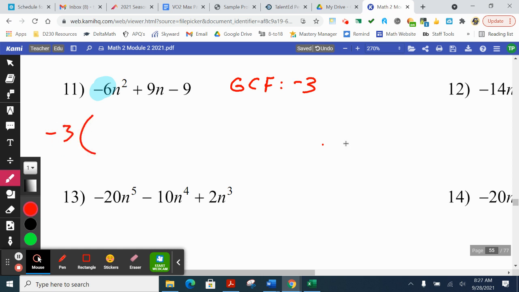All right, then a negative 3 times what would have given us a negative 6, Kara? 2. Good. And then the n squared wouldn't have changed. And again, you can check real quick. Negative 3 times 2 does give us a negative 6. All right, negative 3 times what would give us a positive 9, Kara? Good. So negative 3, and then the n would still be there. And the last one, Kira, negative 3 times what would give us that negative 9? 3. Good. Positive 3, and then that's your answer. All right. Okay. Got a handle on that a little bit. Okay, then.